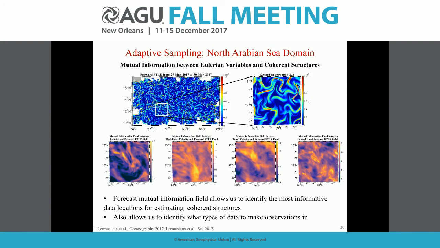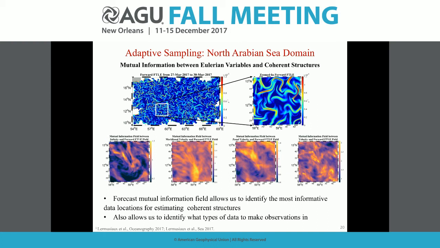And so now for adaptive sampling, here I show where we performed an experiment in the North Arabian Sea, where we had measurements from Almo and sea gliders, and we were basically able to show that our model predictions perform well. So here I have a coherent structure field, again, on the top row, and I zoom into a particular area of interest. And here I show the mutual information fields between salinity and the forward FTLE field, and the meridional velocity field and the zonal velocity field and the total velocity field.